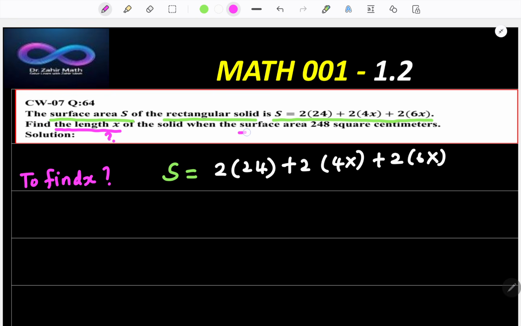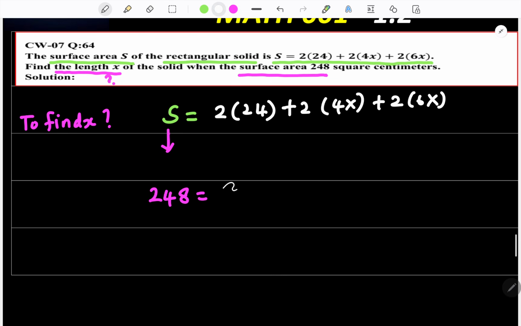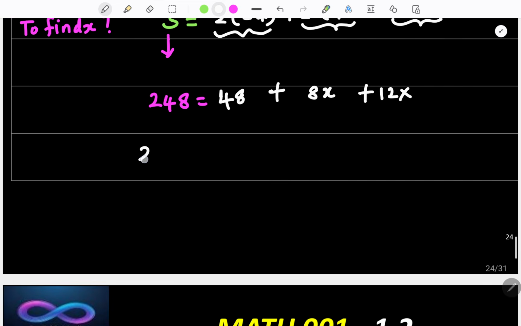When the surface area is 248. So the surface area is 248. That is given. What are you going to do? You are going to find x. So 2 times 24 is 48. 2 times 4 is 8x. 2 times 6 is 12x. All the x terms are joined together.